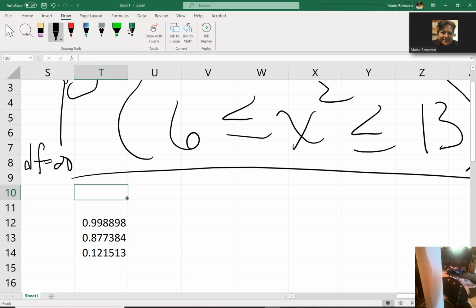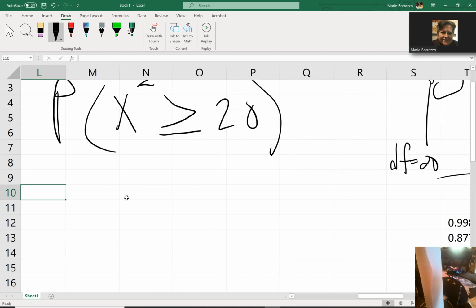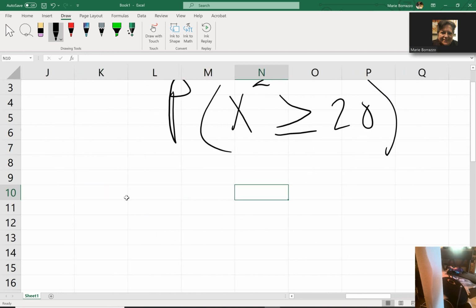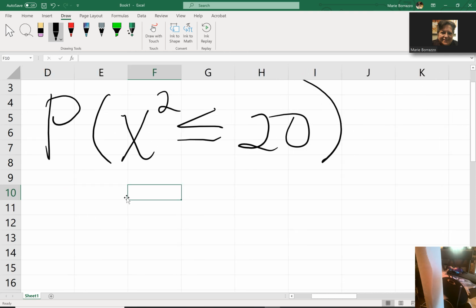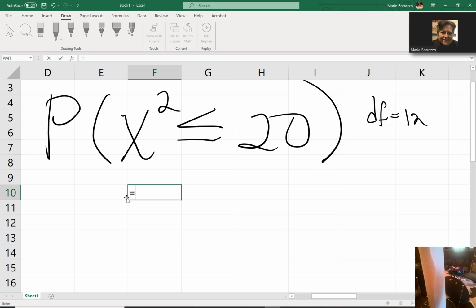That is what you do for these questions where they give you chi-square greater than or equal to 20 or less than or equal to 20. I used degrees of freedom 20. Now I'm thinking maybe I'll change it so you can see the difference. Let's use 12 for this one. So on this one, you're going to say equals CHISQ.DIST, because they're giving you x. X is the 20, and your degrees of freedom, which I changed to 12 for this one.